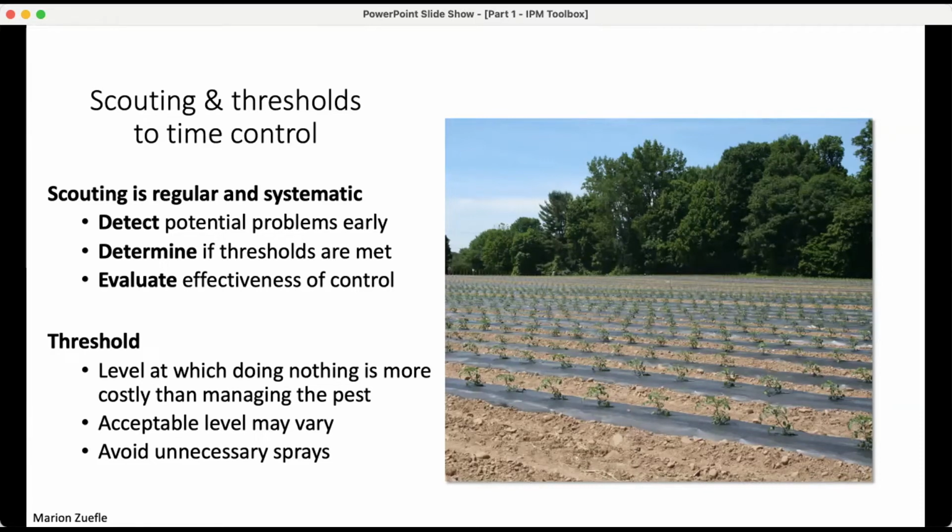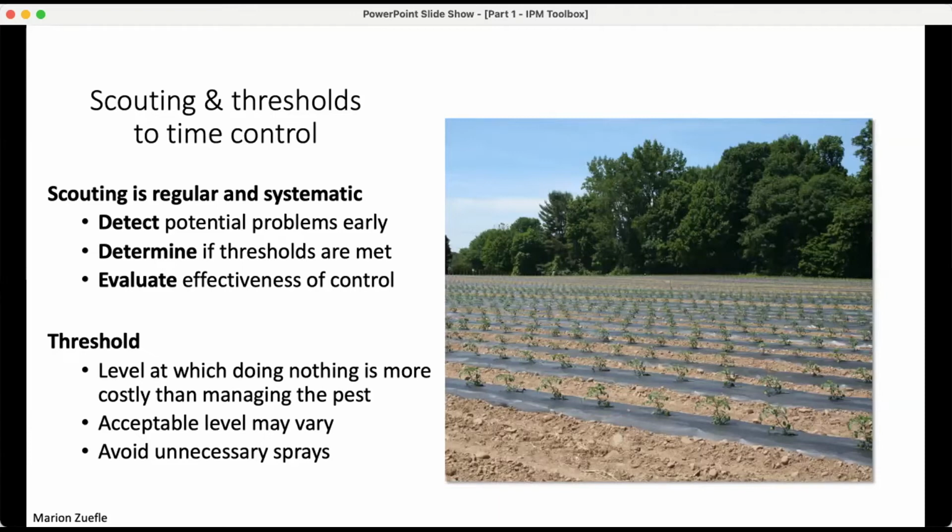So the threshold that I just mentioned is the number or level of a given pest beyond which treatment is recommended. The threshold can vary both by the stage of the crop, but also by what the pest is, obviously. It can also vary from year to year. And then it also depends on your own bottom line, what you can tolerate. So using thresholds before applying a pesticide can help you avoid these unnecessary sprays, and that obviously will save you time and money.